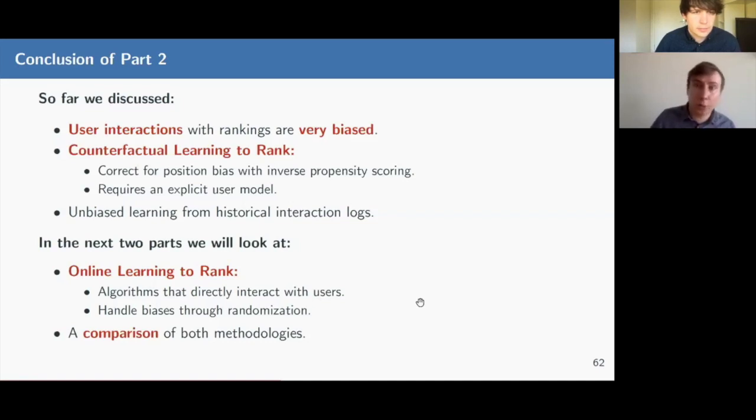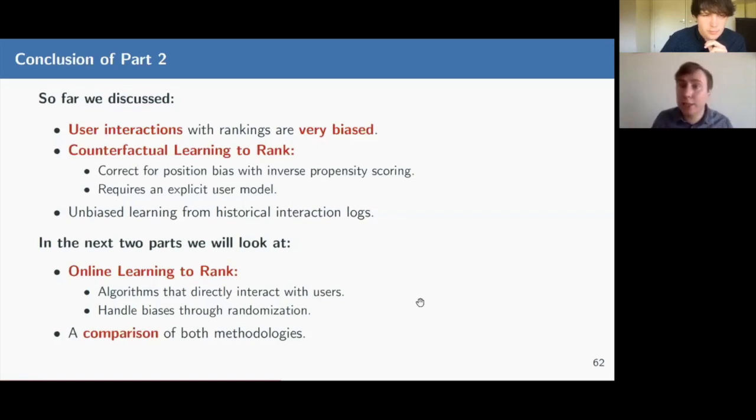So looking forward to the next part of the tutorial, we're going to look at an area called online learning to rank. And this is also a learning to rank method that learns from user interactions. And again, these user interactions are going to be biased and noisy, but the way online learning to rank deals with these biases is different. These algorithms directly interact with users and handle biases through randomization.